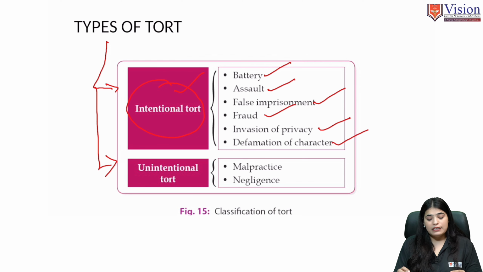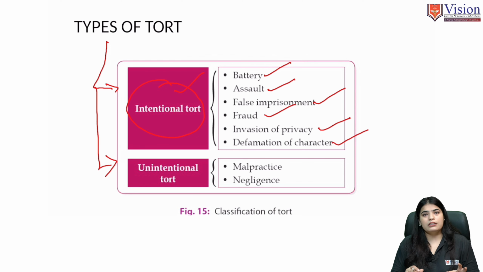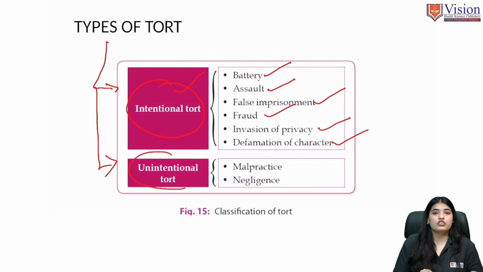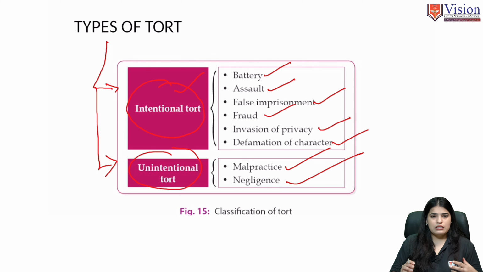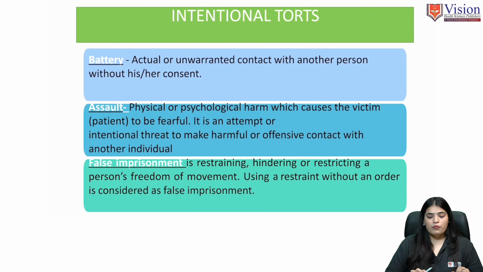And another one is unintentional tort. Here the person does not know that he or she is harming the patient, but somehow his or her action is harming the patient or the person. That is unintentional tort. And in unintentional tort there are the following things. One is malpractice and another one is negligence. So let's discuss this. First of all comes the intentional torts.